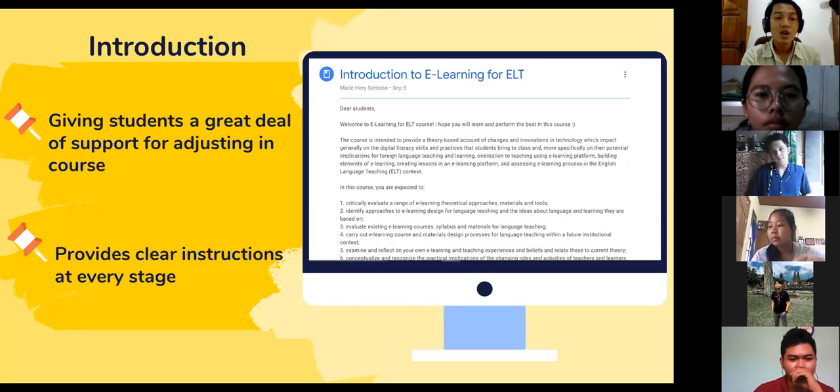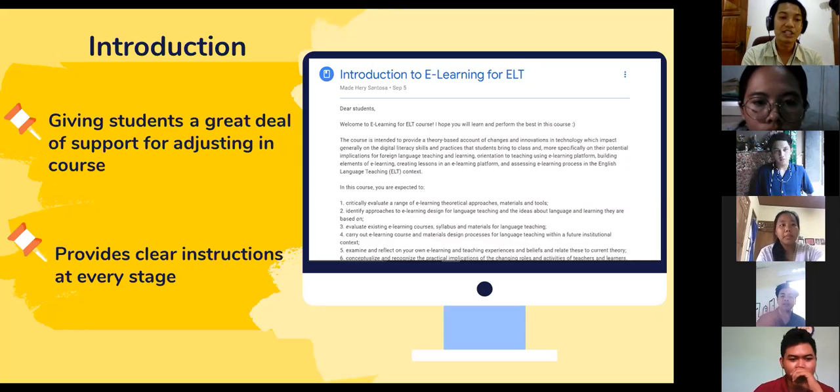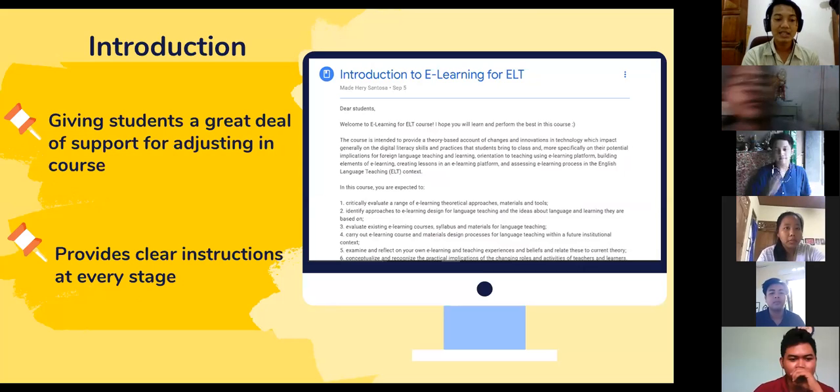So here, we have the segment about the introduction. We took the example from our class, the e-learning for ELT. What I should explain here is what things should exist in the introduction part. In the introduction, the teacher should give students a great deal of support for adjusting to the course. And the second one, the introduction provides clear instruction at every stage.